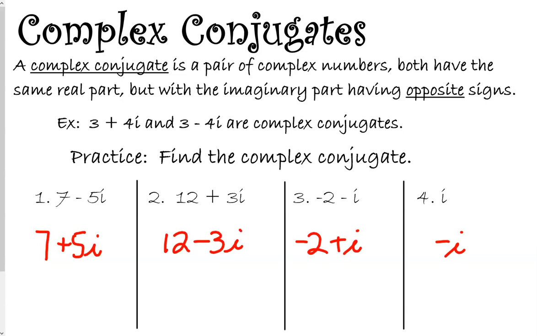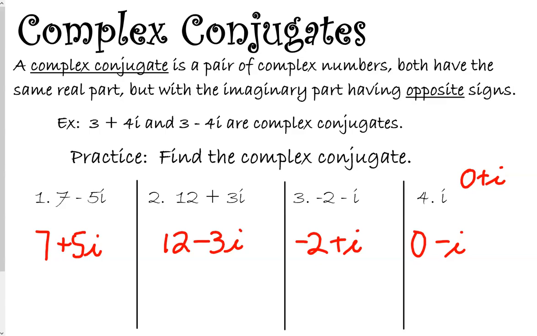All right, so number 3, your real part is negative 2, so it's going to stay negative 2. Your sign does not flip. Your imaginary, though, was negative i, so now it's going to be positive i. Number 4, your real piece here is technically 0. This is technically 0 plus i. So to keep my real piece the same, I still have 0. You can write it or don't write it. It's up to you. But the opposite of i is going to be negative i. So you could have just negative i, or you could have 0 minus i. They're both the same thing.